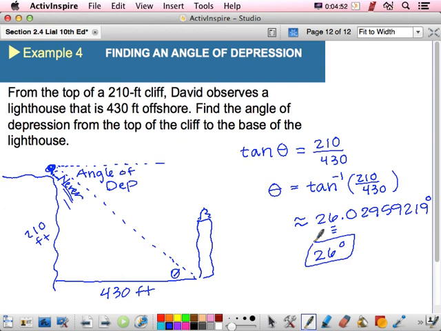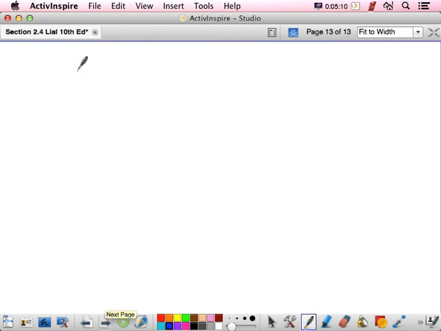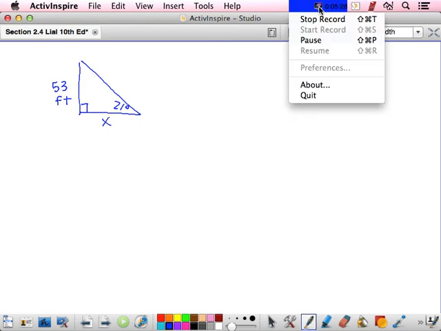Do you guys understand that? Are we ever going to put our angle right here? No, never. Got it? Okay. For your final thing for this section, I'm going to draw a triangle, and I want you to solve that triangle for x. Here's a right triangle. Let's say this is x, this is 21 degrees, and this is 53 feet. So we're going to pause right here, and I want everyone to attempt to solve that for x.